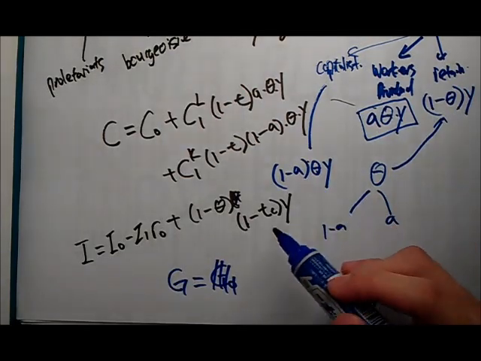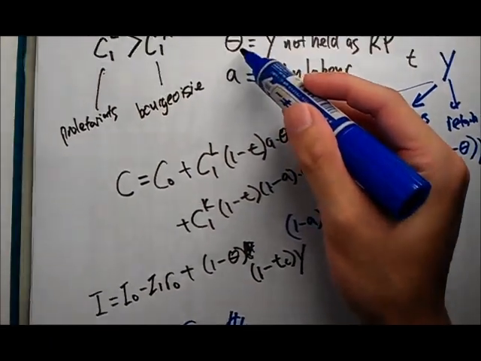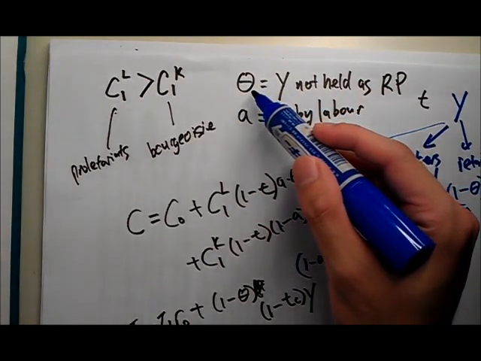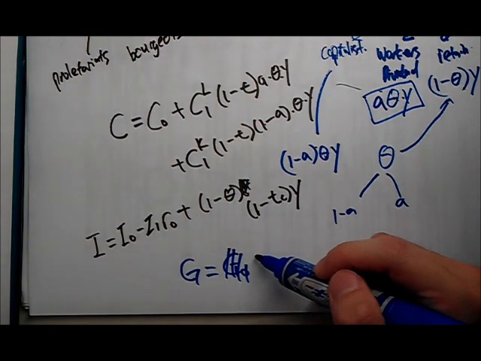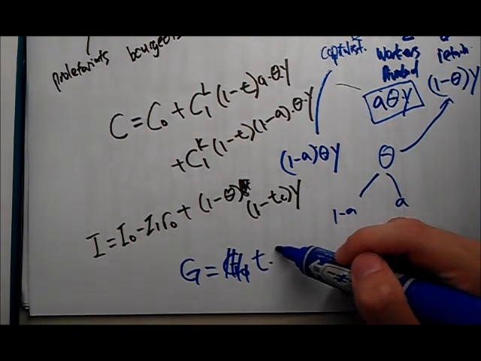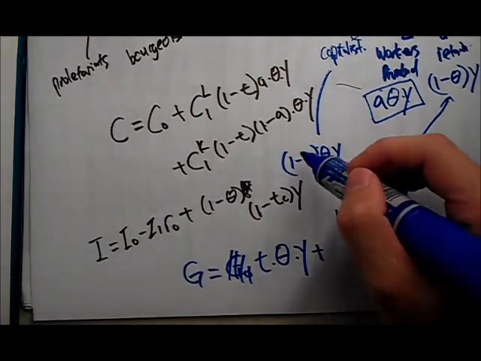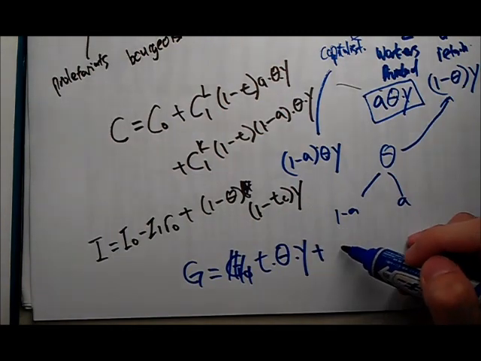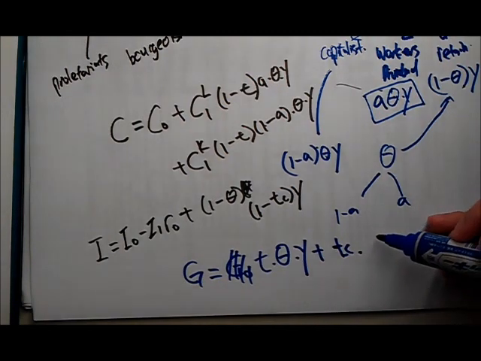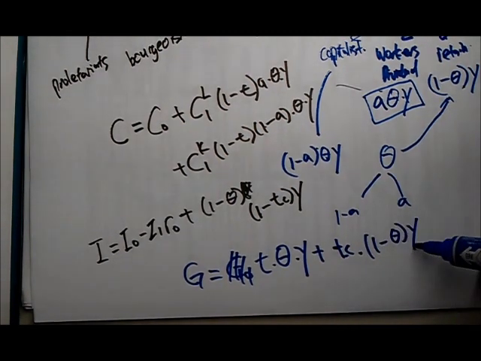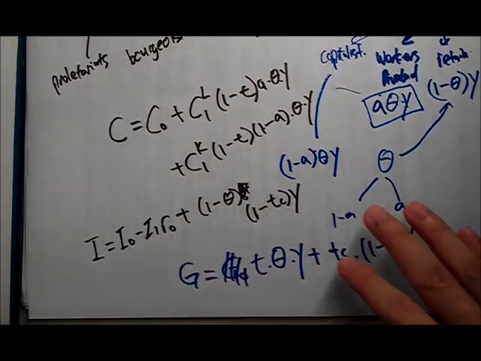Okay, so we know that the households are taxed. Since this shows the portion of income that is not held as retained profit, which means it's earned by the households, it is going to be your income tax rate multiplied by theta multiplied by y. And you have to add the corporate tax to it as well. So we know that the corporate tax is a product of 1 minus theta y. There we go. So now we've got our C, our I and our G.